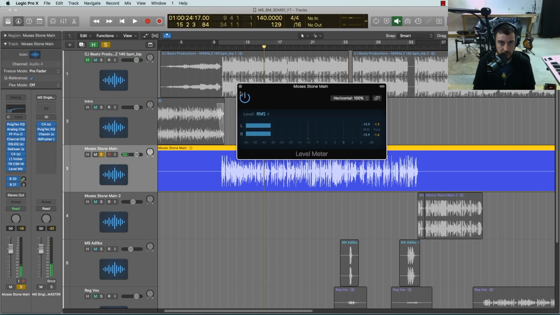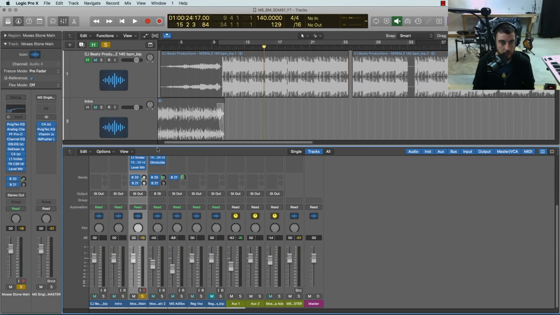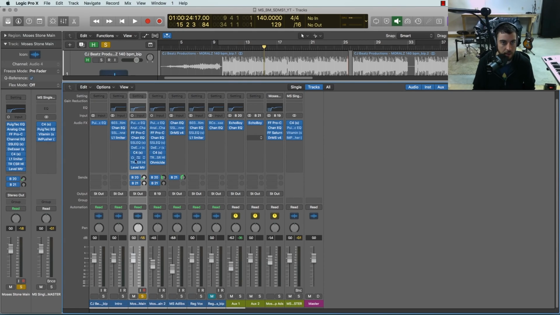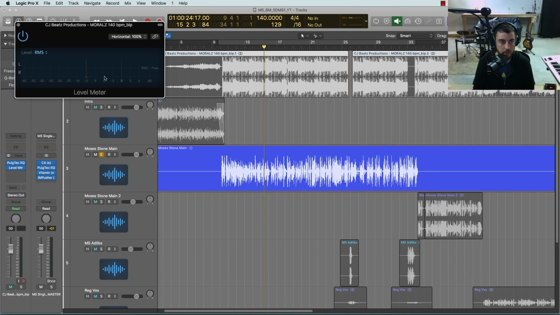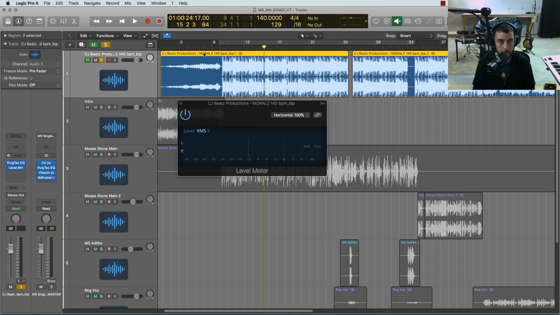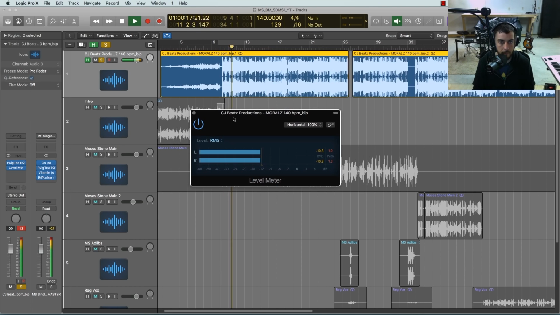So we're at minus 15 RMS. Now let's put that on the beat here, and then let's go up to the beat and solo the beat and see where we're at. So we are clipping a little bit. Again, I'm not concerned about that. I'm doing some master bus processing that's evening that out on the master, and it's not audibly distorting. However, we are at minus 8 RMS.